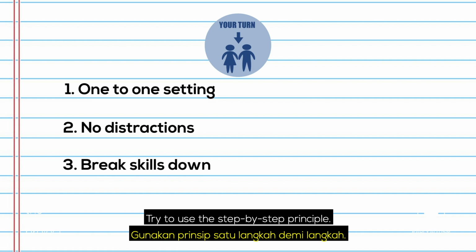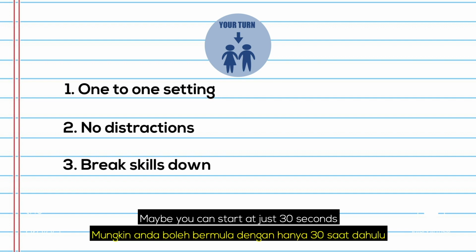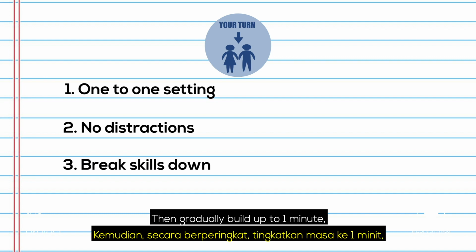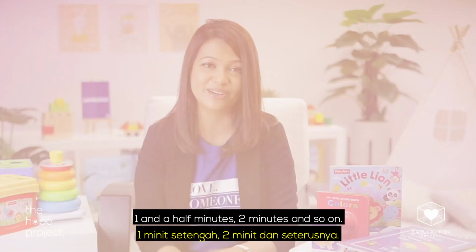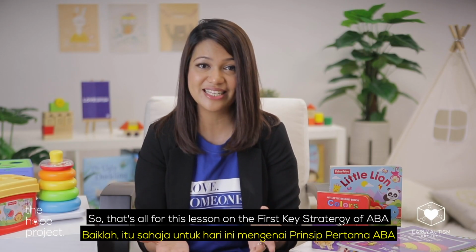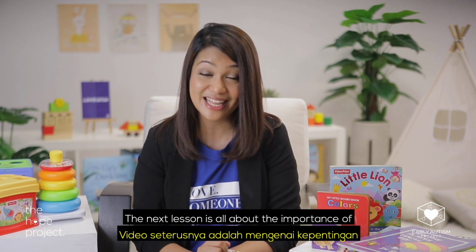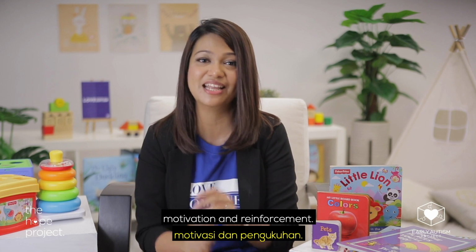Lastly, try to start breaking skills down. Try to use the step-by-step principle. For example, if you want your child to sit down at a table and learn, maybe you could start at just 30 seconds with a preferred toy or reinforcer, then gradually build it up to 1 minute, 1.5 minutes, 2 minutes, and so on. So that's all for this lesson on the first key strategy of ABA, which is breaking skills down. The next lesson is all about the importance of motivation and reinforcement.